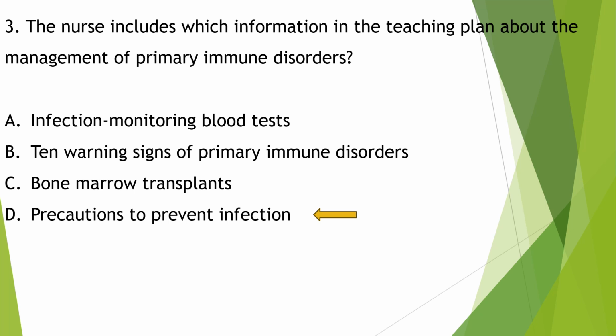Seventh, persistent thrush in the mouth or elsewhere on the skin after age 1. Candida infections are more common. Eighth, need for IV antibiotics to clear infection. Ninth, 2 or more deep-seated infections. And tenth, a family history of immune deficiency. So these are the 10 warning signs of primary immune disorders.